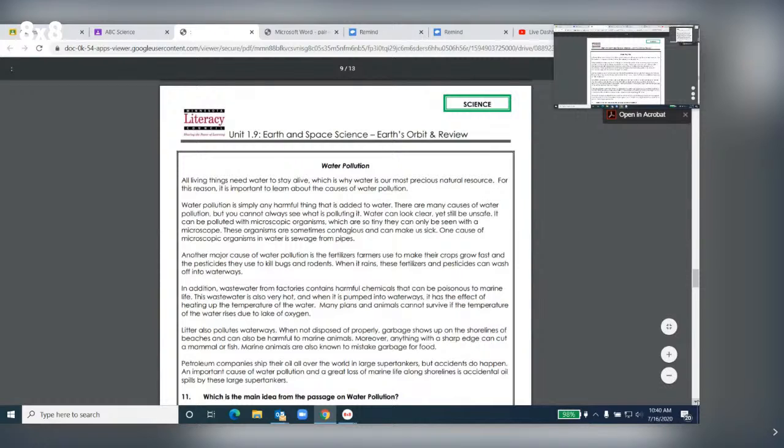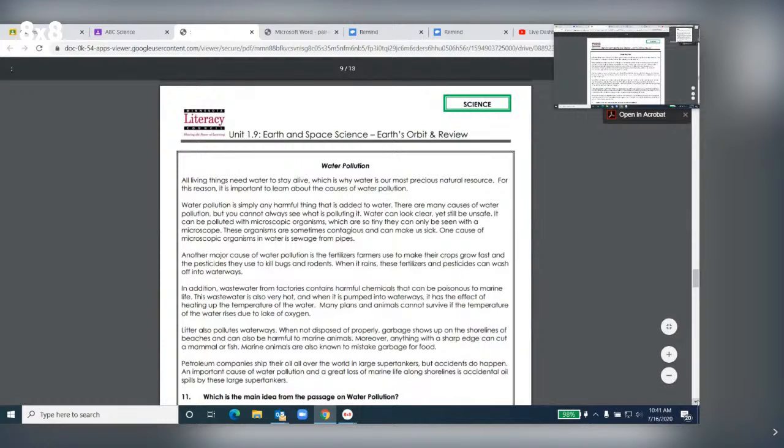It can be polluted with microscopic organisms, which are so tiny they can only be seen with a microscope. These organisms are sometimes contagious and make us sick. One cause of microscopic organisms in water is sewage from pipes. Another major cause of water pollution is fertilizers farmers use to make their crops grow fast, and the pesticides used to kill bugs and rodents. When it rains, these fertilizers and pesticides can wash into our waterways.